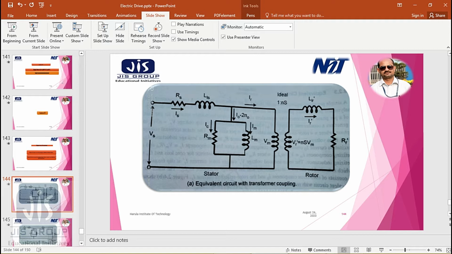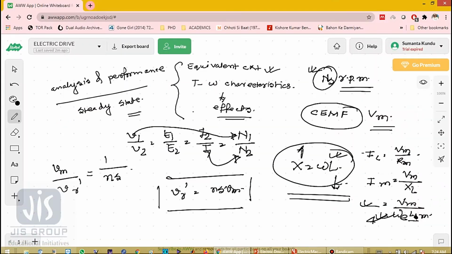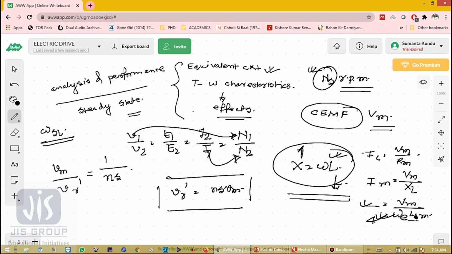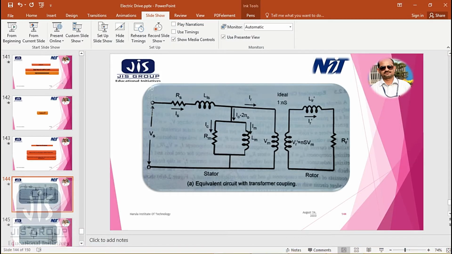So this IR dash will be produced at slip frequency omega SL. So here we have taken slip frequency as omega SL, and this current is basically limited by this rotor resistance R dash and L1 R dash. Okay, this is leakage inductance.